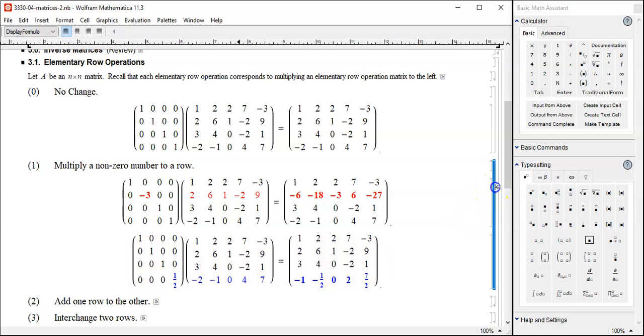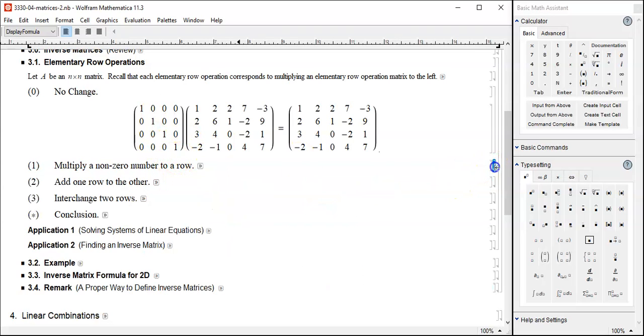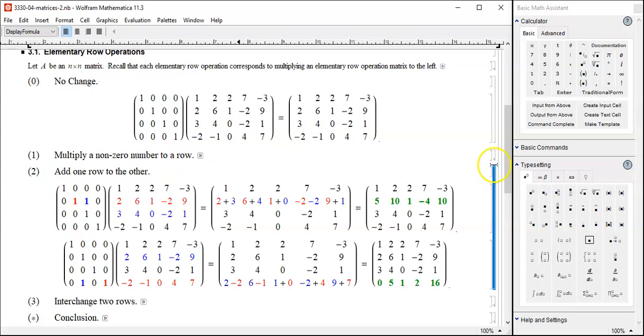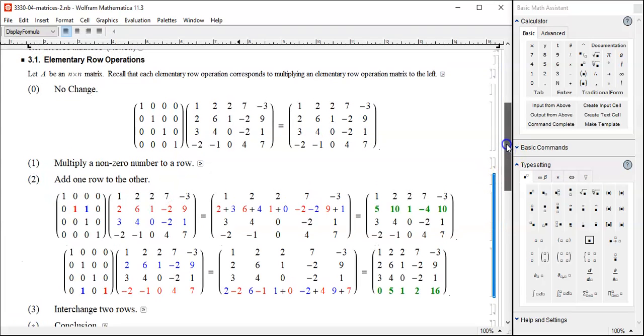So the conclusion: the elementary row operation is equivalent to multiplying by some clever matrix, an elementary row operation matrix, on the left. And those matrices are kind of variations from the identity. How about the next example? Adding one row to the other.